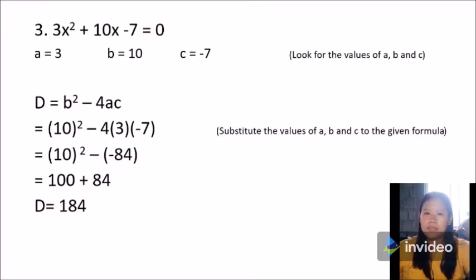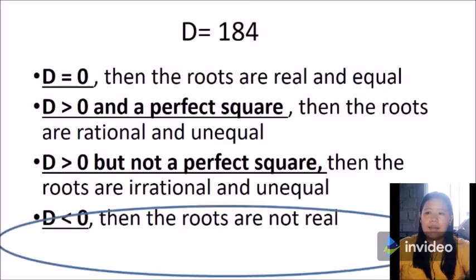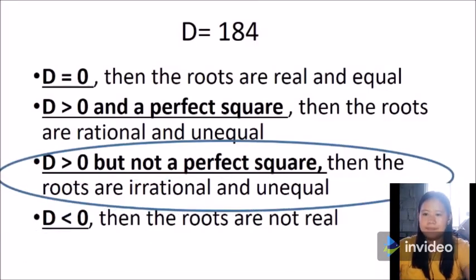So if discriminant is positive 184, that is greater than 0, right? 184 is greater than 0. Pero, perfect square ba siya o hindi? Kasi nandito siya, pwede siyang a perfect square, pwede ding hindi. So, is 184 a perfect square? No, hindi siya perfect square. So, dito siya. D is greater than 0, but not a perfect square. Then, the roots are irrational and unequal. Okay?